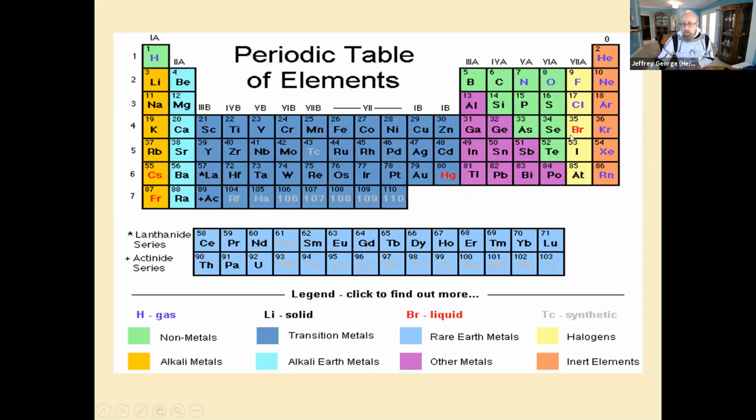Notice bromine in red, along with mercury, the only two liquids on the periodic table. The blue ones are gases, by the way. The rest of these nonmetals are just nonmetals. They don't have any special group names.